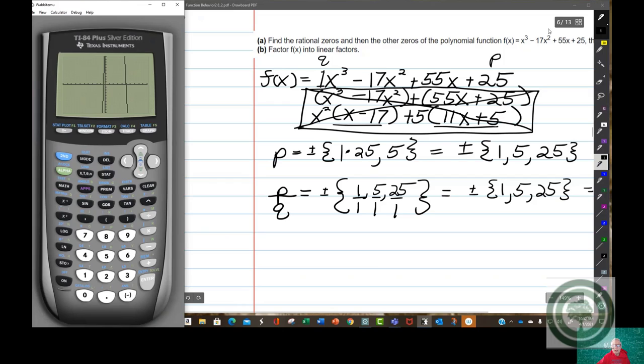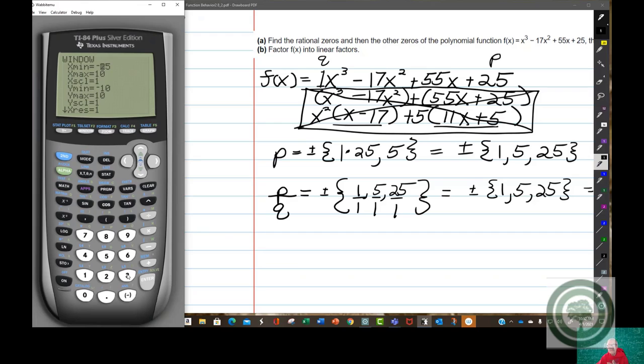Now, I know there are going to be 3 zeros. They might not all be rational, but okay, I need to expand my x-axis. Oh yeah, of course, all the way out to negative 25 and positive 25. This can be a pain, but it's something you have to do. So negative 25, better make it negative 30.